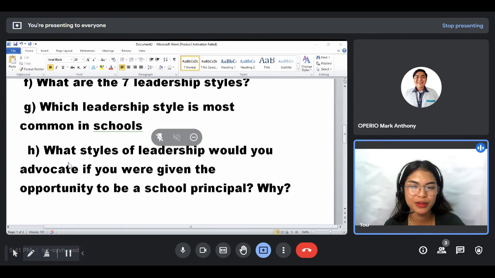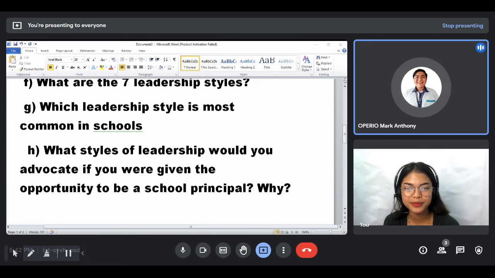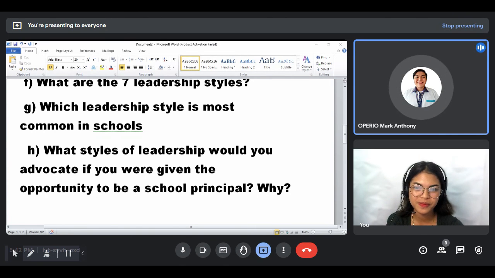Okay, how about you? What style of leadership would you advocate if you were given the opportunity to be school principal? Why? For me, it is transformational leadership. Transformational leaders are a mix of the best qualities that make up visionary, coaching, and democratic leaders. Leaders that choose a transformational leadership style have a clear vision of the future and can articulate the steps needed to get there.